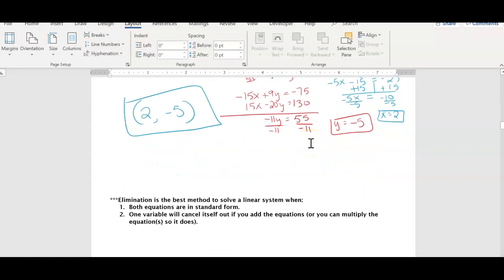So just a quick little reminder, elimination is the best method to solve a linear system when both equations are in standard form, meaning your x and y are both on the left side. And one variable will cancel itself out if you add the equations. And that's pretty much it.